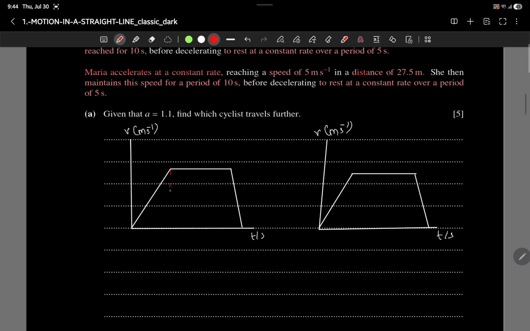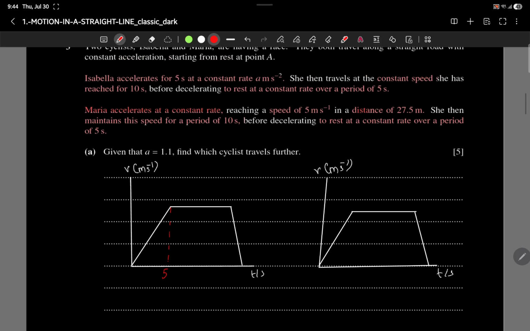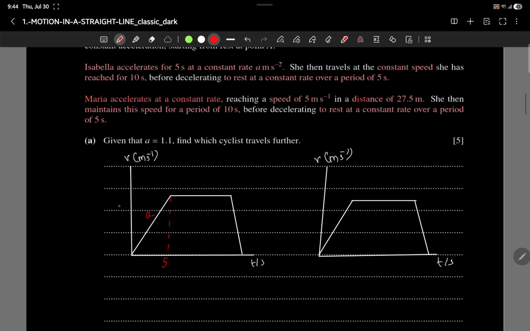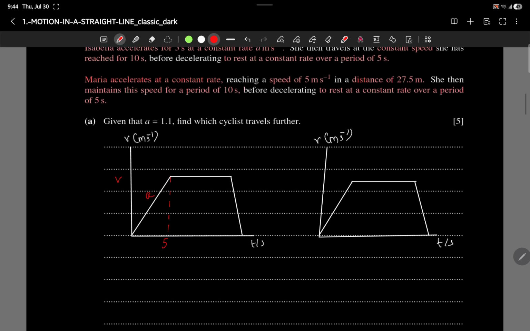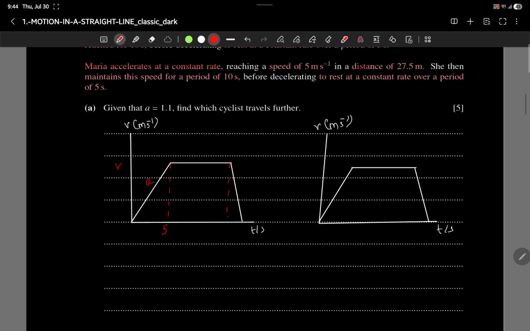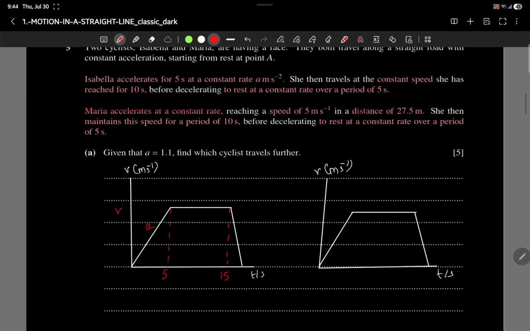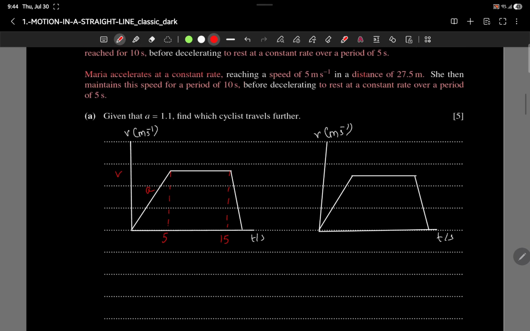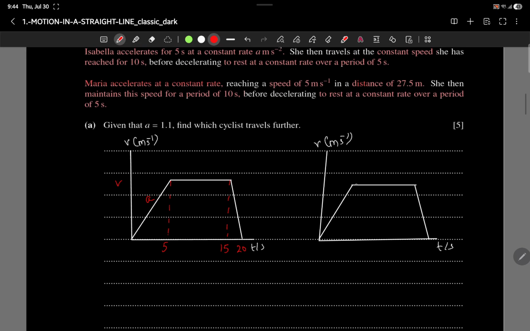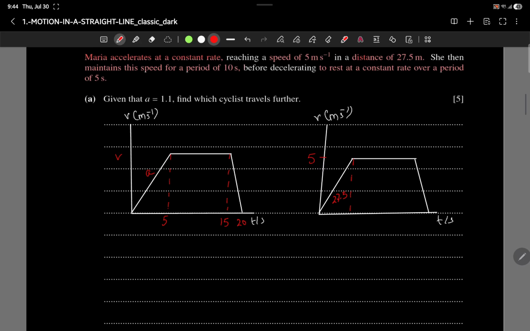Accelerates for 5 seconds, so this is 5. This acceleration is a. We don't know this speed, we can write this as v. Travels at constant speed for 10 seconds, so this part is 5 plus 10, 15. Then decelerates for a further 5 seconds, so 20. What about Maria? Her distance is 27.5. She then maintains speed for 10 seconds, so this part is 10 seconds. Then decelerates over a period of 5, so this is 10 and this part is 5.